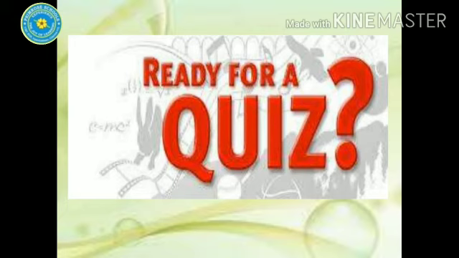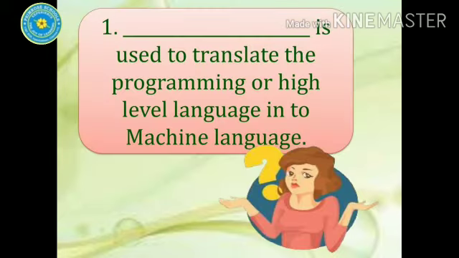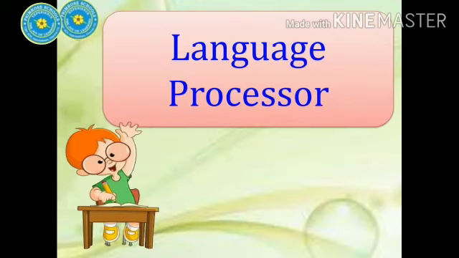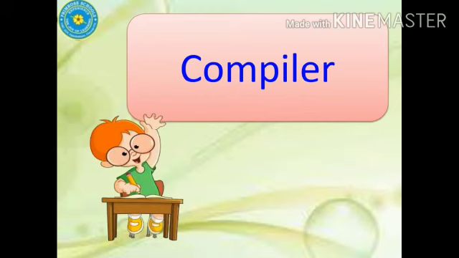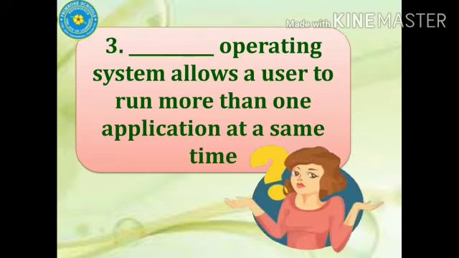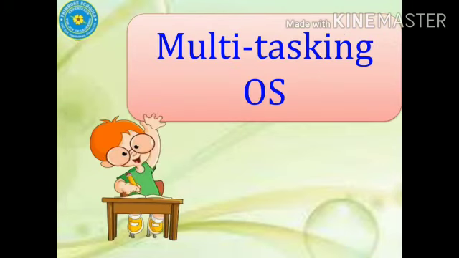Good. Let us proceed. First question: dash is used to translate the programming or high-level language into machine language. The answer is, very good, language processor. Let us move on to the next question. Dash translator converts the source code into machine code at once. The answer is compiler. Very good. Let us now proceed to the third question. Dash operating system allows a user to run more than one application at a time. The answer is multitasking operating system.